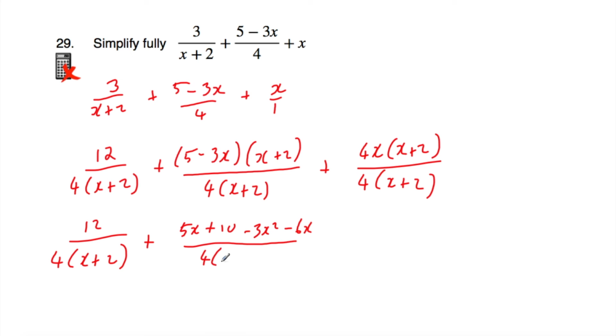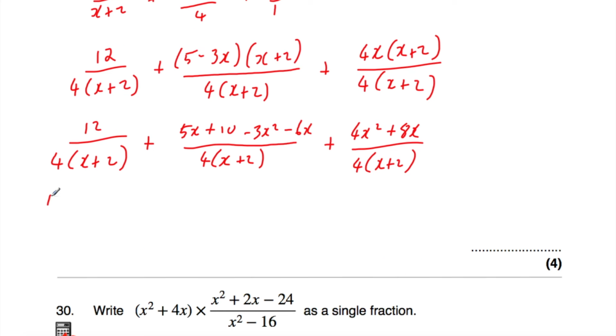And then the denominator will be 4(x + 2), and then plus. And then finally expanding the numerator here, 4x times x would be 4x squared, and 4x times 2 would be plus 8x. And that's over 4(x + 2). And actually, let's just simplify this one. So it would be 12 over 4(x + 2).